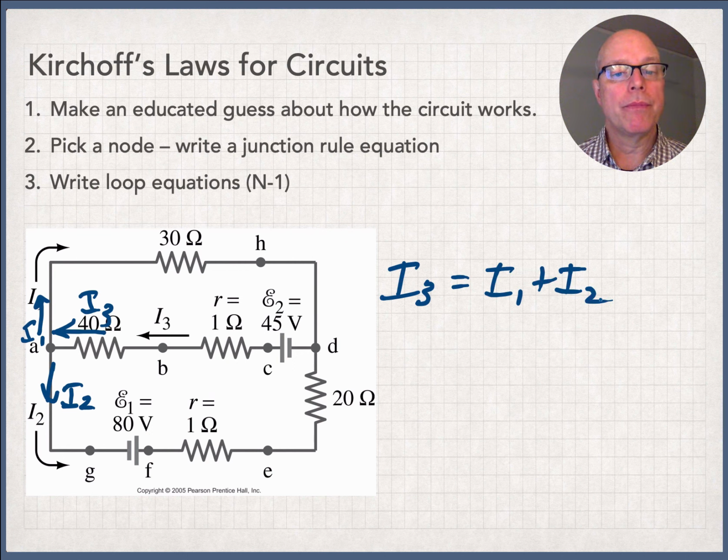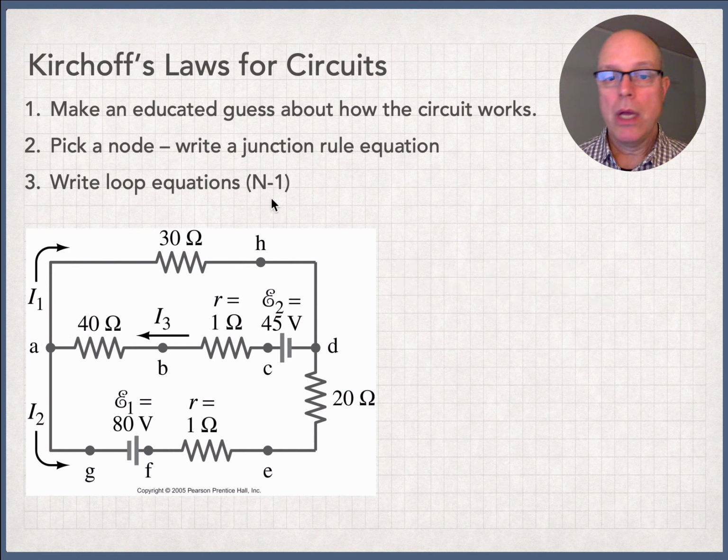What I'm going to do now, since I have 3 possible loops here, upper, lower, and outer, is make 2 loop equations so that I'll end up with a system of 3 equations and 3 unknowns. So upper one first. Let's go ahead and start with the 45. Charge gets a little bump from the 45 volt battery. The next thing it does is it loses energy. So this next step is a minus 1 I3. Here's a minus 40 I3.